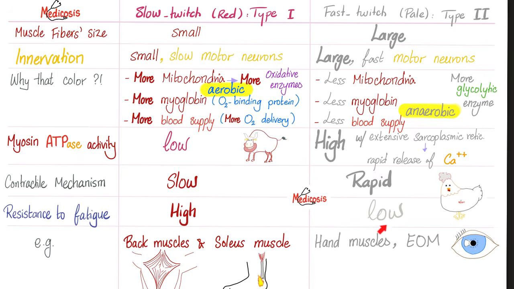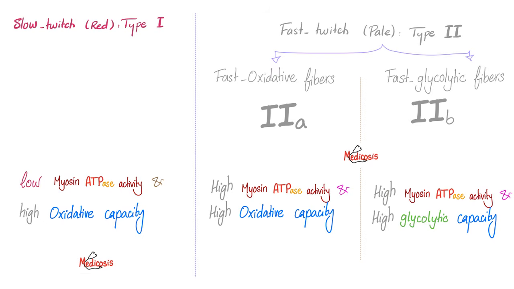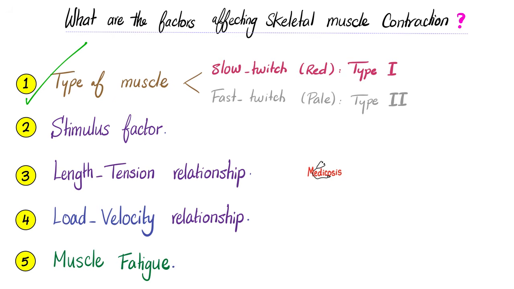Fast twitch fibers include hand muscles and extraocular muscles. Eye muscle strain is a common problem, especially if you're staring at your smartphone the whole day. Other textbooks will classify the muscles into type 1, type 2A, and type 2B. I don't care. So we have talked about the types of muscles. Let's talk about muscle fatigue. And we will continue 2, 3, and 4 in the next video.